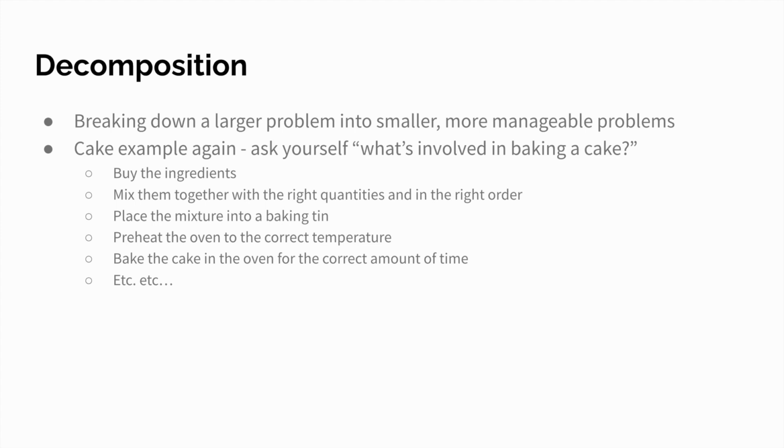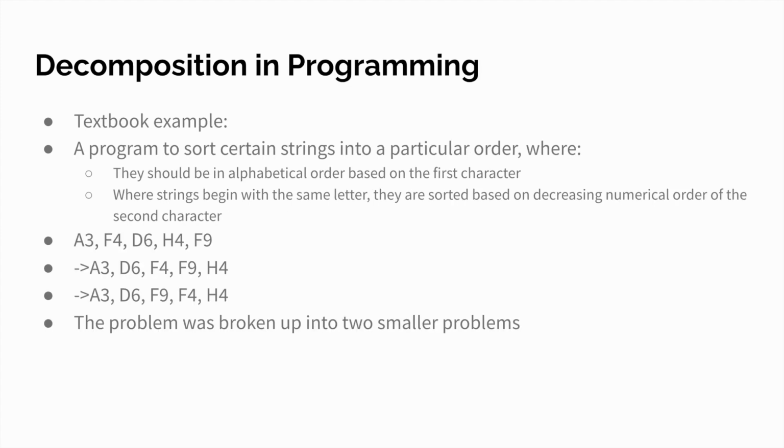So, okay, you need to buy the ingredients, you need to mix them together with the right quantities and in the right order, you need to place them into the baking tin, you need to preheat the oven to the correct temperature, you need to bake it in the oven for the correct amount of time, you need to take it out once that's done, and so you're breaking it down into these problems. This is effectively what a recipe is. You're breaking down the process into its constituent tasks, into its constituent parts.